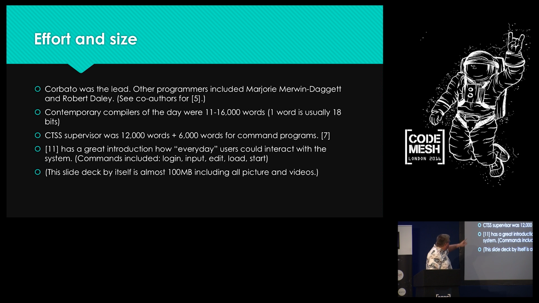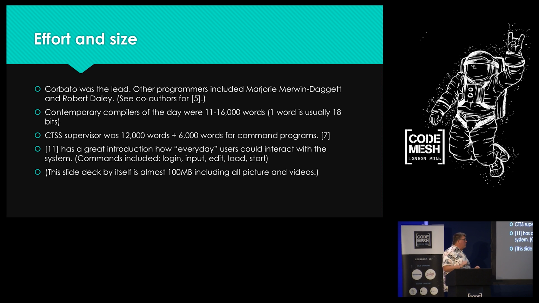And the CTSS supervisor was 12,000 words, and then they had 6,000 more words to describe commands. Some of the commands that people could use were log on, log off, edit, input, load, start, the standard system utilities that you might expect to have in a time-sharing system. For interesting contrast, my slide deck here, including the video and all the pictures, is about 100 megabytes. So it's significantly bigger than the CTSS supervisor.